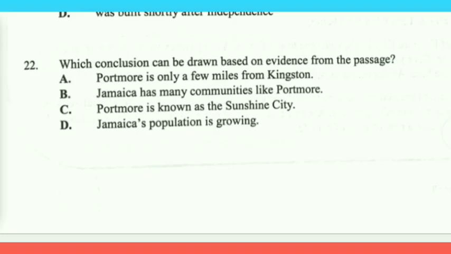Let's look at D. Jamaica's population is growing. Based on the passage, we're seeing that because they continue to have more people, which is an increase in the population. If there's continuous demand for buildings, then we know it's a continuous increase in the population. So it's D. Jamaica's population is growing.